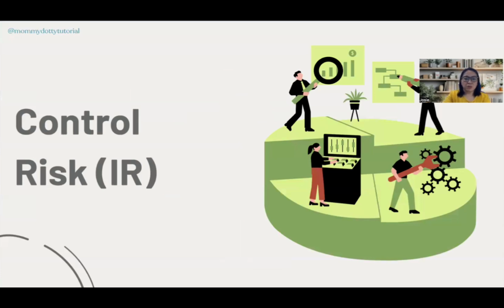Now let's go to control risk. Control risk is a risk that a misstatement that could occur will not be prevented or detected by the entity's internal control. So it highlights the effectiveness of an organization's control systems.